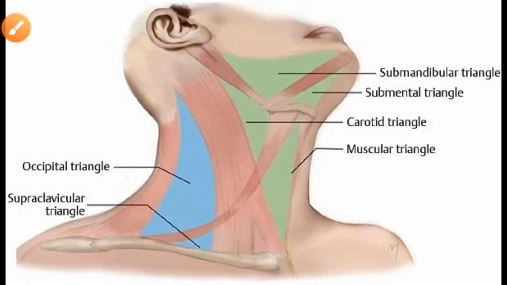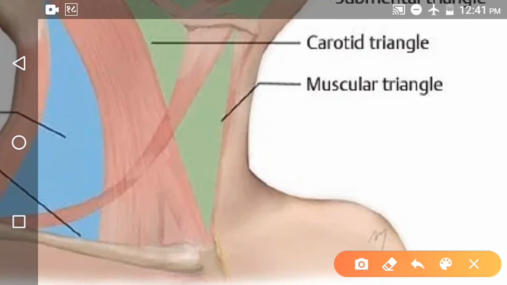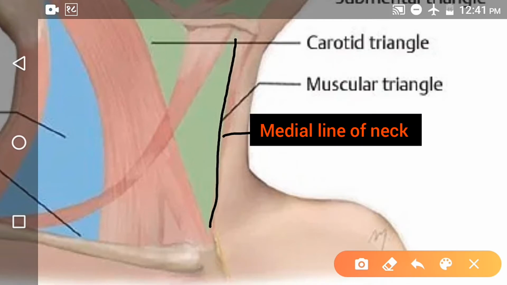So let's start with the muscular triangle. Here is the muscular triangle as you can see in the picture. Let's see the boundaries of this triangle. In the front is the midline of the neck.